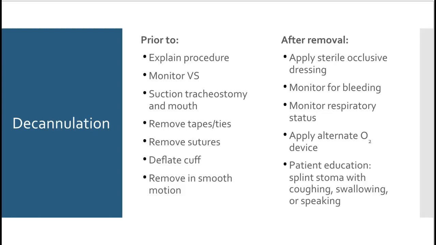After we actually decannulate, we will apply a sterile occlusive dressing, monitor for any bleeding, monitor our respiratory status, make sure that we have an alternate O2 device if we need it, and give patient education about splinting that stoma when they are coughing, swallowing, or speaking until it has healed.